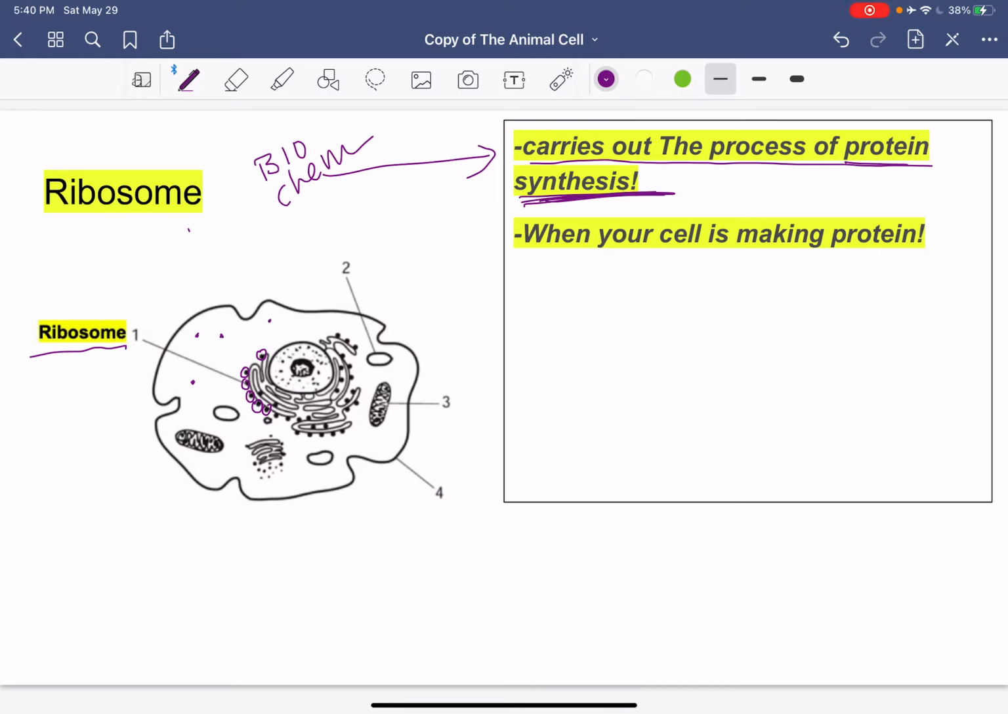So what is protein synthesis? To synthesize is to make. So protein synthesis is when your cells make protein, and that takes a lot of steps. We will talk about protein synthesis in a future video. But for now, ribosomes make proteins by the biochemical process of protein synthesis.